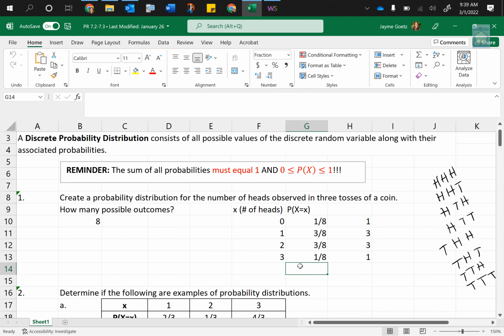Now, before you move on, we need to check something. In order to be a probability distribution, the sum of all the probabilities must equal 1. So let's add all of those together. And if it does not equal 1, we did something wrong. Does it? We're good to go. You highlight them and you go to fraction, up here in the number box.